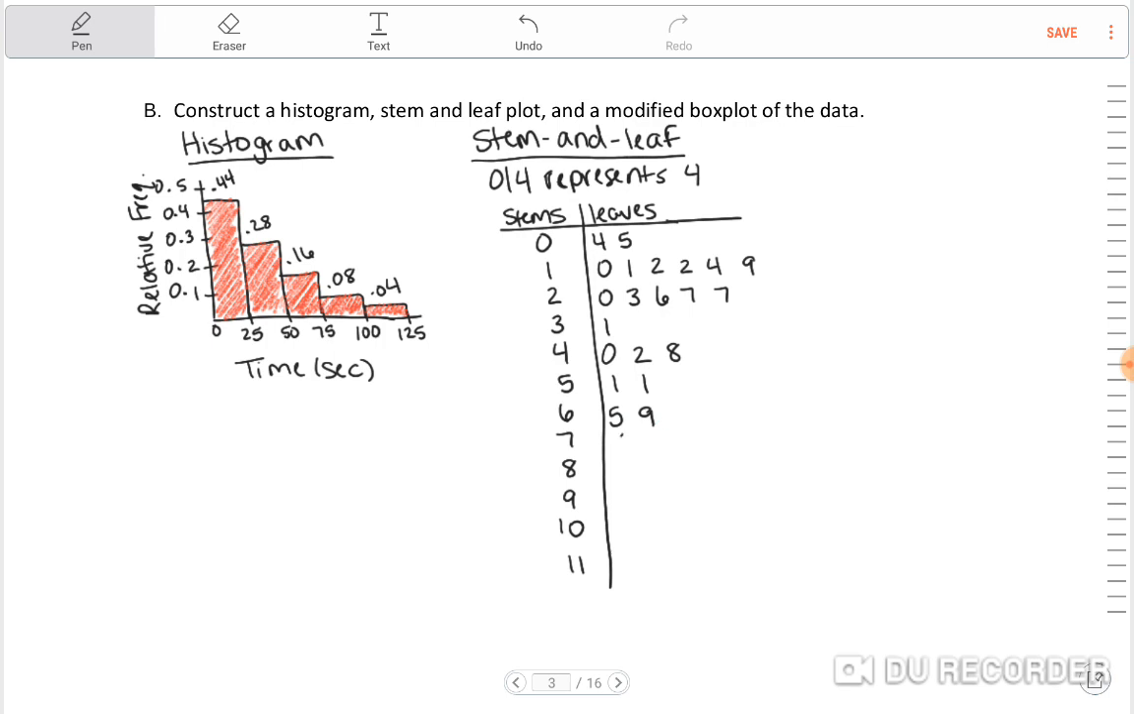75, 83, 75, 83. There were no 90s and no 100s, and then we had 111. So then that's just going to be a 1 there. Okay, so this here really represents kind of a histogram.